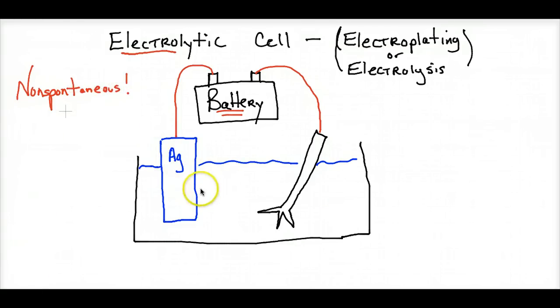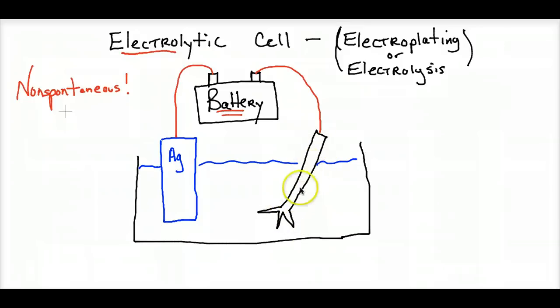Without the battery, this won't occur. Now, what I'm trying to get done here is electroplating. It's an example of one of the electrolytic cells, okay? So I'm trying to get the silver to jump on this fork. This is my ugly chicken fork. Everyone has one, of course. So I'm going to silver plate this fork.